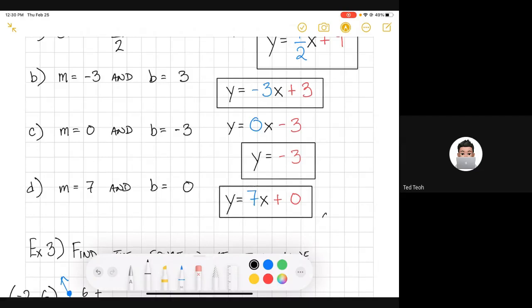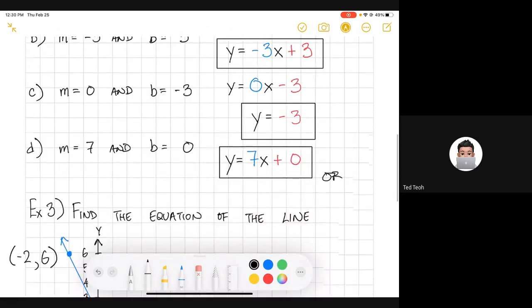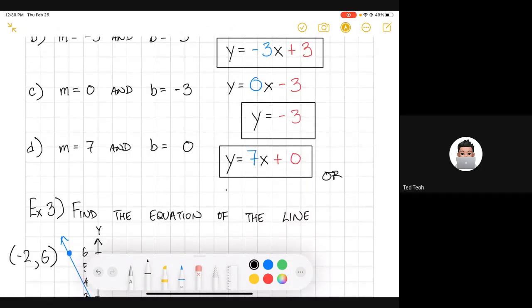Okay, but if you just wanted to write y equals 7x, you're also allowed to do this. All right, so technically, you can do that for this question. You're allowed to write the 0 for this one, but you don't have to. All right, and that is how you do this question.